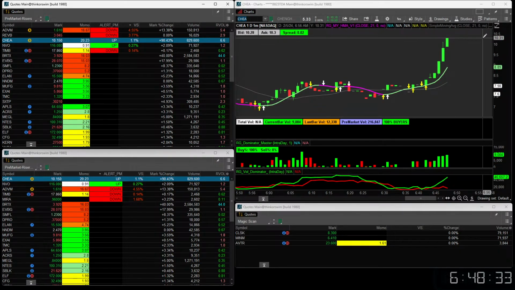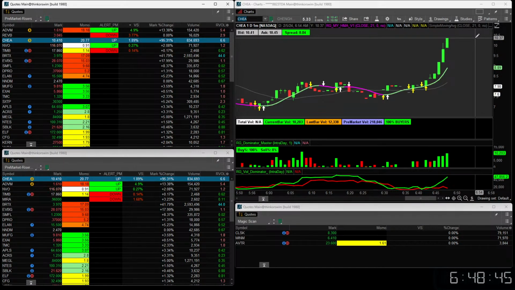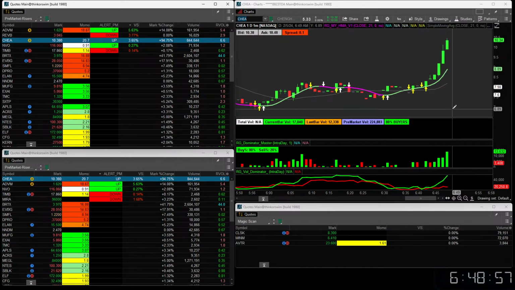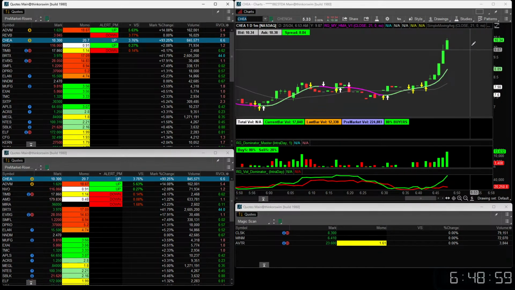CHEA moving up. Very low volume. We do have the green volume bars, so it's pretty strong. Under low volume.